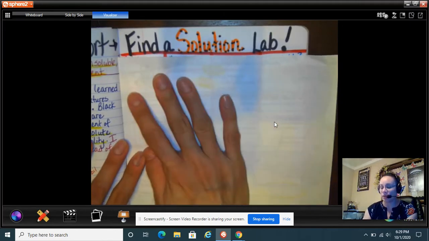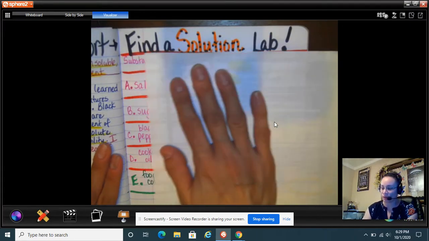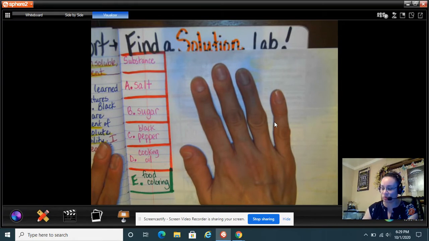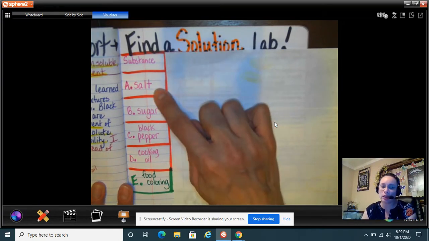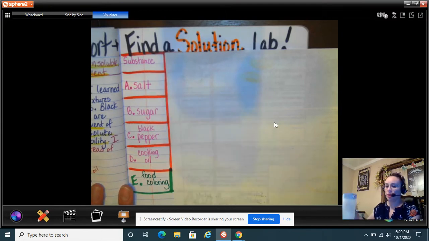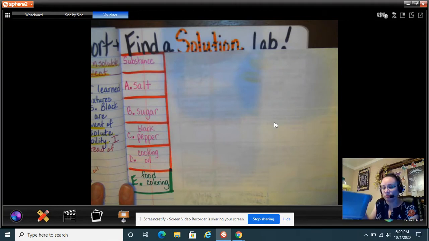So in our lab, this is what we used. These are the substances that we used. We put a teaspoon of salt in 2 cups of water. Now you can do that with a pitcher like what you use for Kool-Aid, or you can use a bowl. Now I have a bowl here and it's full of my substances.